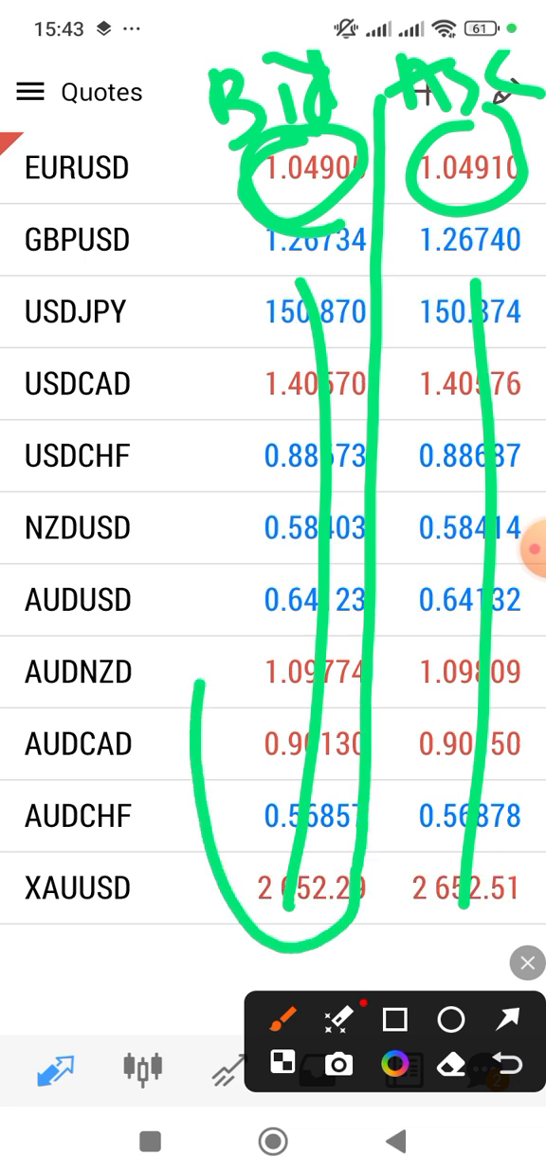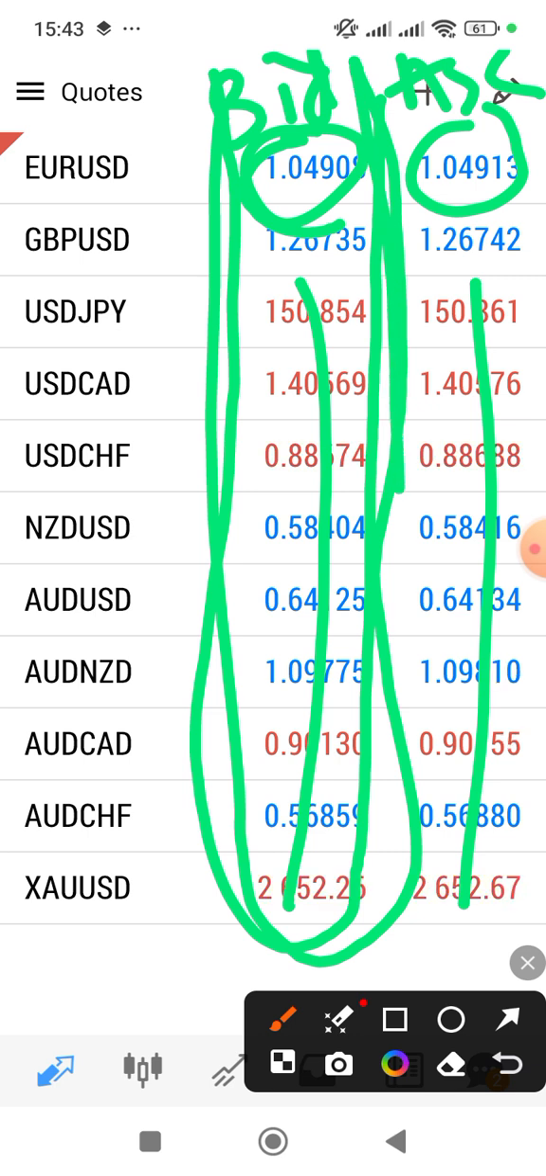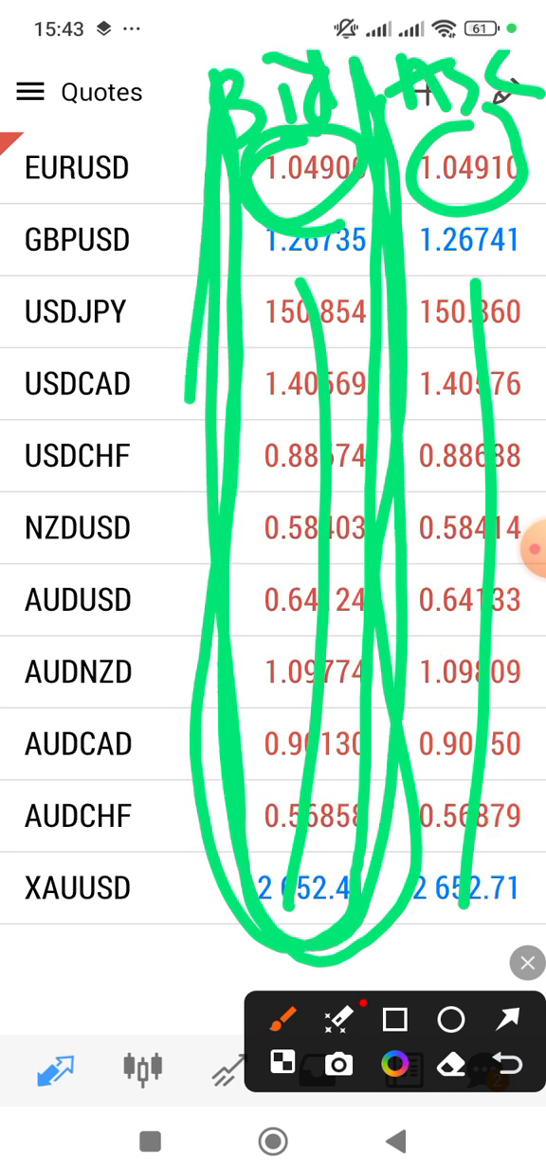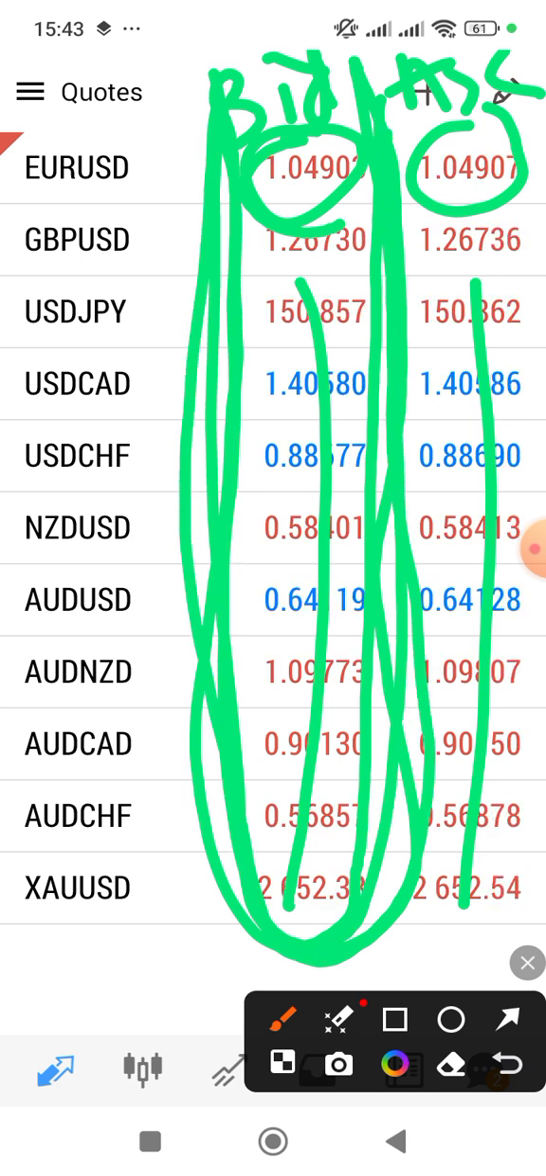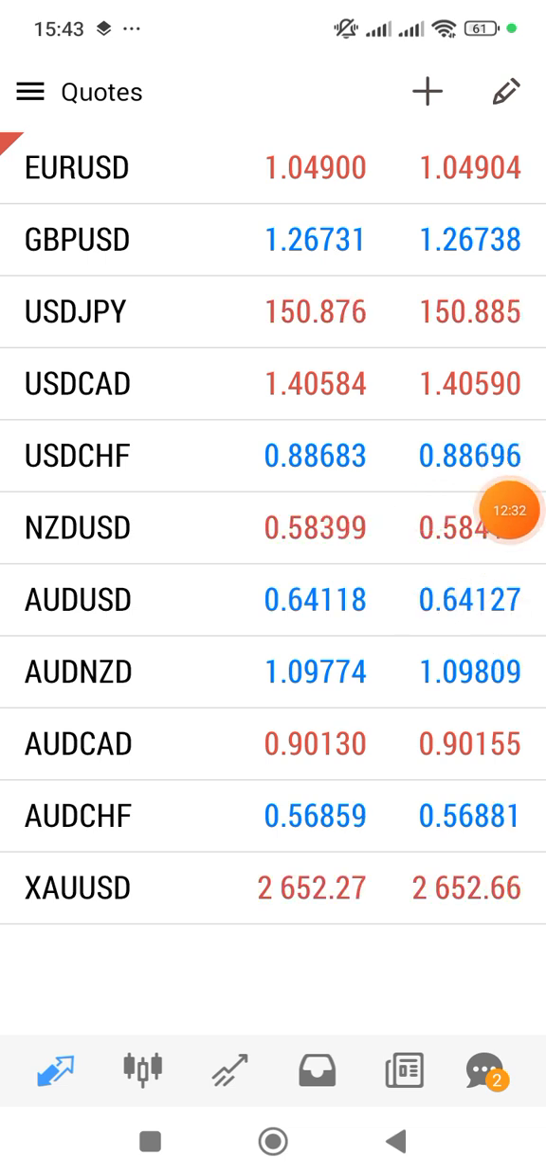So when you click sell, this is the price that will be used for your sell. This is the price at which buyers are willing to buy, so you sell to them at this price. This ask price is the price at which sellers are willing to sell. So you buy at this price, okay?